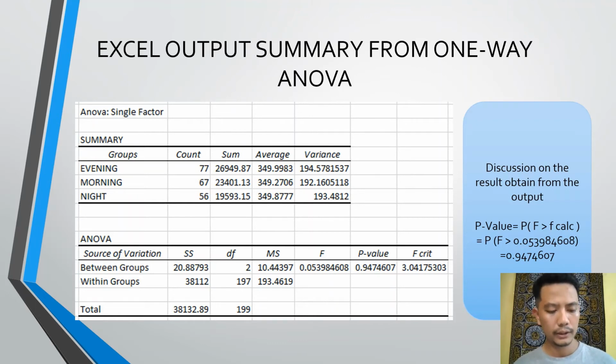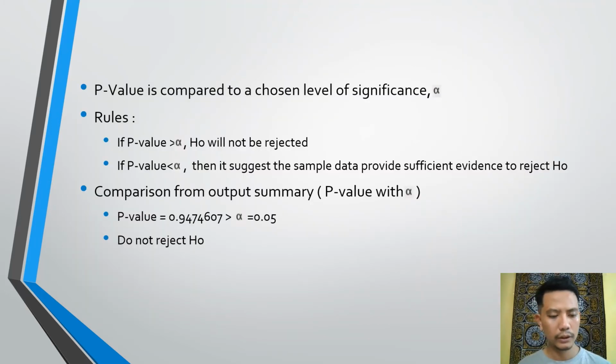From this Excel output, we can obtain the p-value, which is 0.9474607. You see the p-value is greater than alpha, which is 0.05. If the p-value is greater than alpha, H0 will not be rejected. If the p-value is less than alpha, then the sample data provide sufficient evidence to reject H0. After we compare, the p-value of 0.9474607 is greater than 0.05. Thus, we do not reject H0.